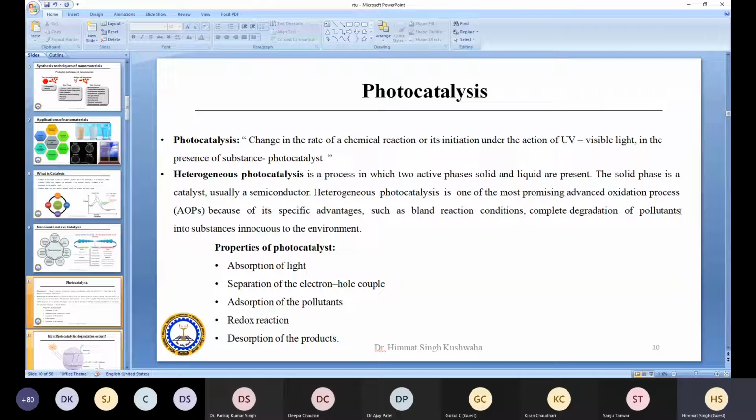If recombination occurs, then the active charge carriers available for the reaction will be very few. The absorbability of the pollutant mainly depends on the surface area of the catalyst and its porosity. That's why nanomaterials are a promising candidate for photocatalytic reactions. They have high surface area, so the absorption of pollutants will occur, and the redox reaction occurs over the surface of these photocatalytic materials. Finally, the desorption of the product is also required, otherwise the reaction will get saturated.